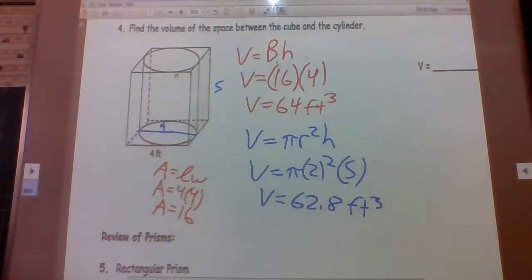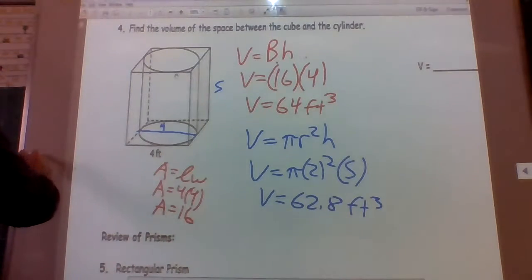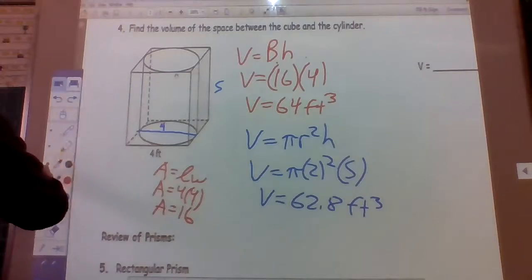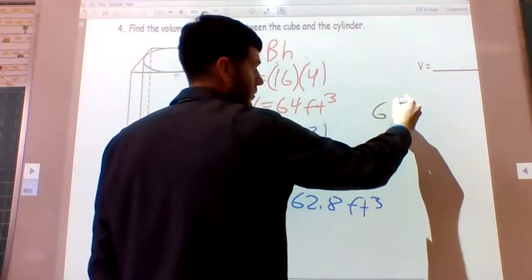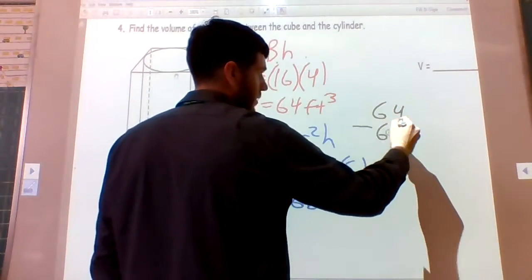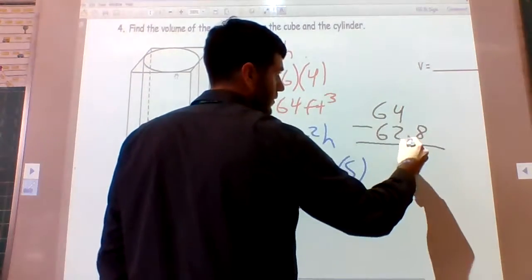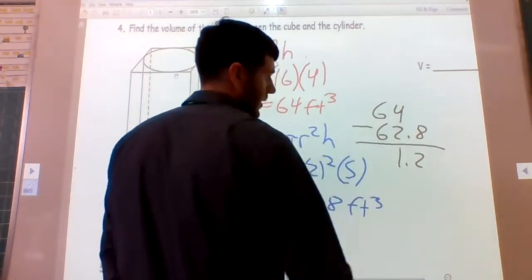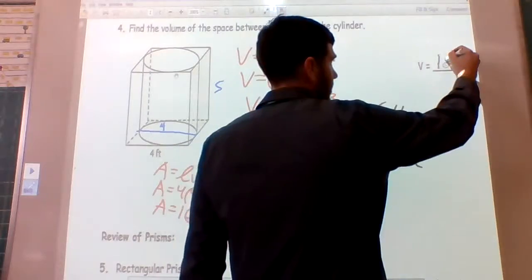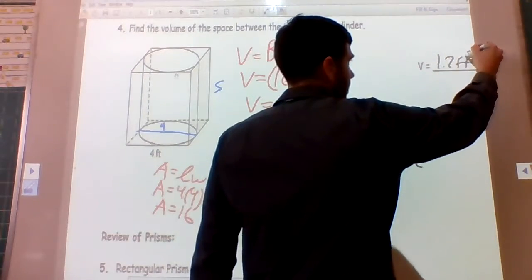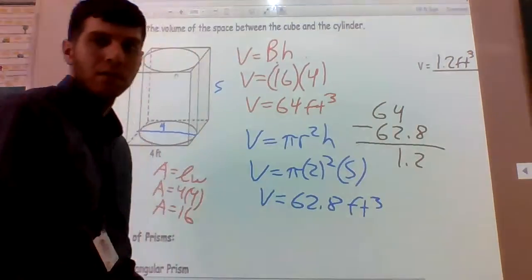Okay. So most of the water is going to end up getting displaced here. Okay, so 64 is the volume of the cube, and we want to subtract away 62.8, which is going to leave us 1.2 feet cubed.